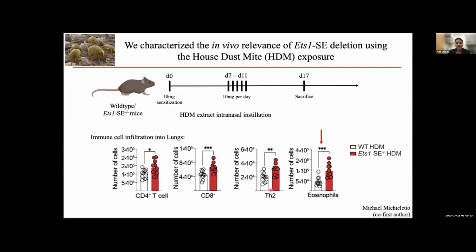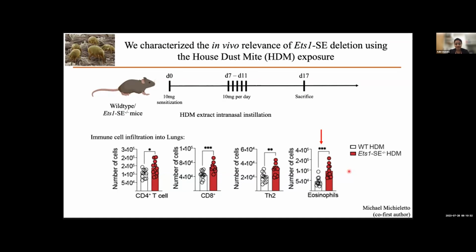Next, since we saw this region was associated with allergic diseases in humans, we wanted to test an allergic model in the mice. For that, we exposed wild type and the enhancer knockout mice to house dust mite allergens for 5 days, and we sacrificed them on day 17 to check for immune cell infiltration into the lungs. Interestingly, we observed significantly higher numbers of CD4, CD8s, Th2 cells, as well as eosinophils in the knockout mice compared to the wild type. These are characteristics of allergic inflammation.